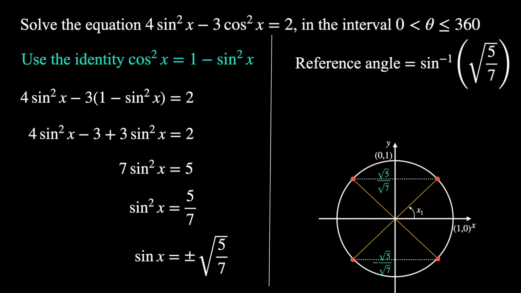So that's the reference angle. Inverse sine of root 5 on 7. Plug that into your calculator. You get approximately 57.69 degrees. So that initial angle is 57.69. Then we can find the rest.